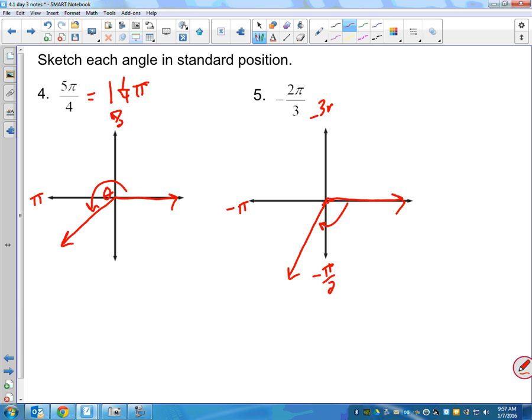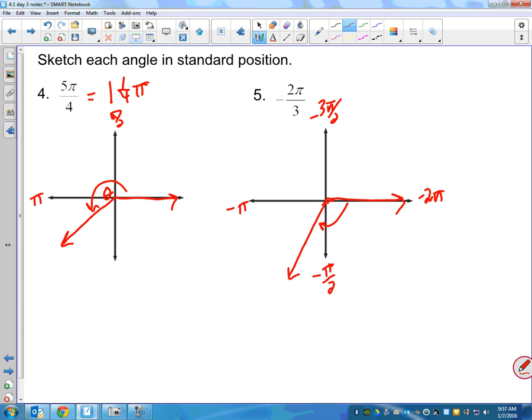Yes. If you're going in a negative direction and coming around, this would be negative 2 pi. You would just go clockwise. And if you convert that to degrees, I think it's negative 120.